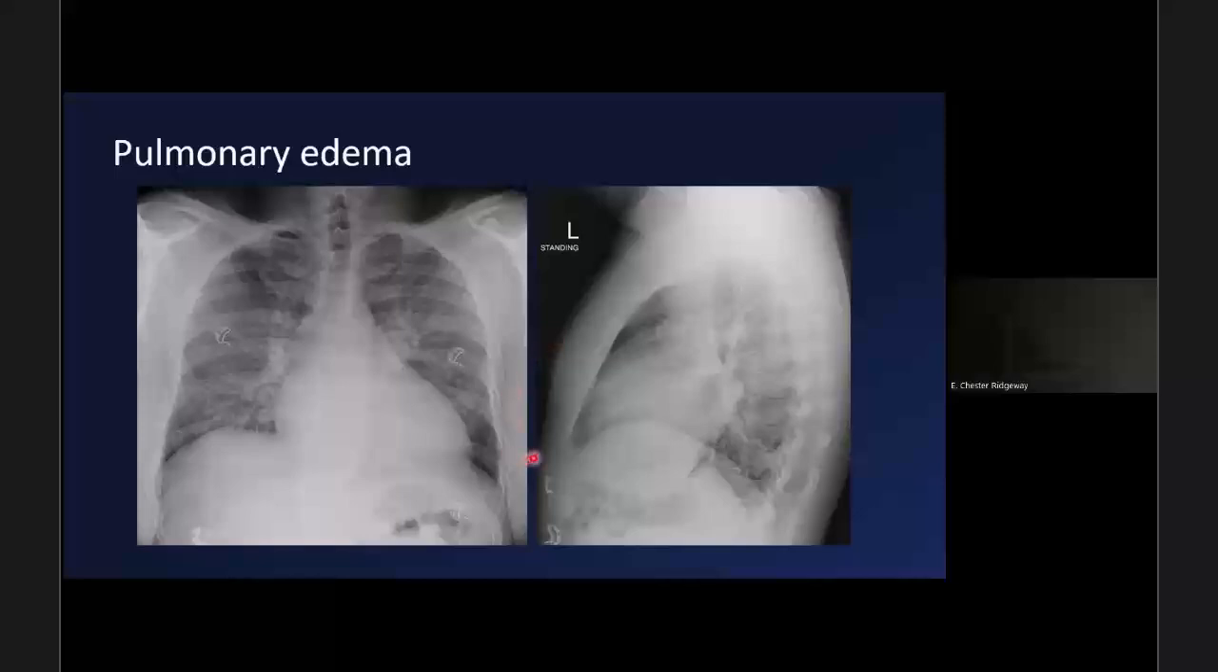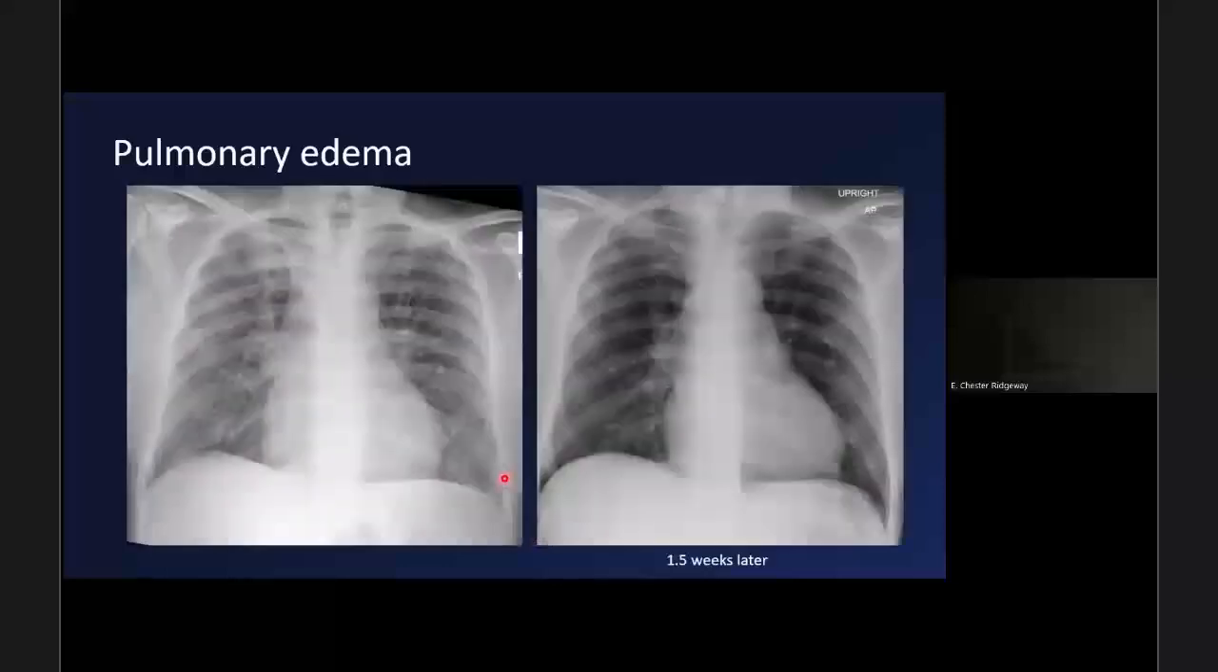Another thing with this, going back to the case, notice how large the heart is. So again, that just reinforces that this is a cardiogenic pulmonary edema.